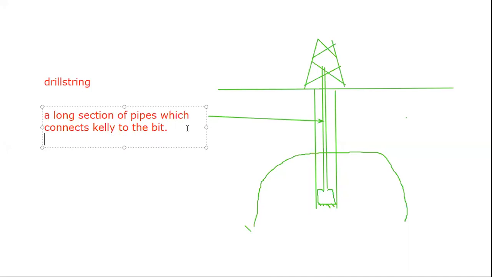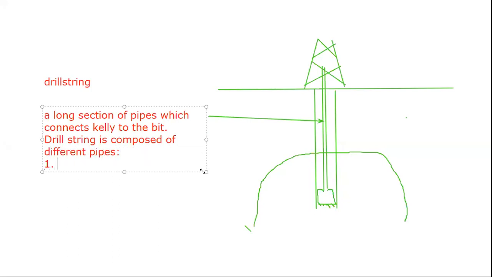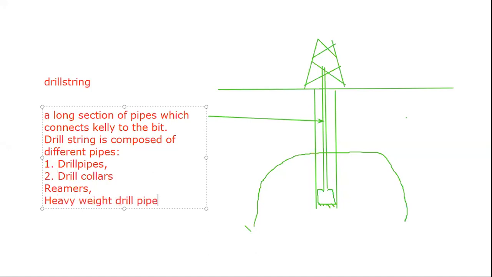But this drill string is composed of various different types of pipe. It is basically a section of pipes. All are pipes, different pipes. Drill string is composed of different pipes. What are those? Drill pipes, drill collars, reamers, and so on. Heavyweight drill pipe, drill pipe, and so on. So we have a number of sections, different kinds of pipes connecting from the top to the bottom.